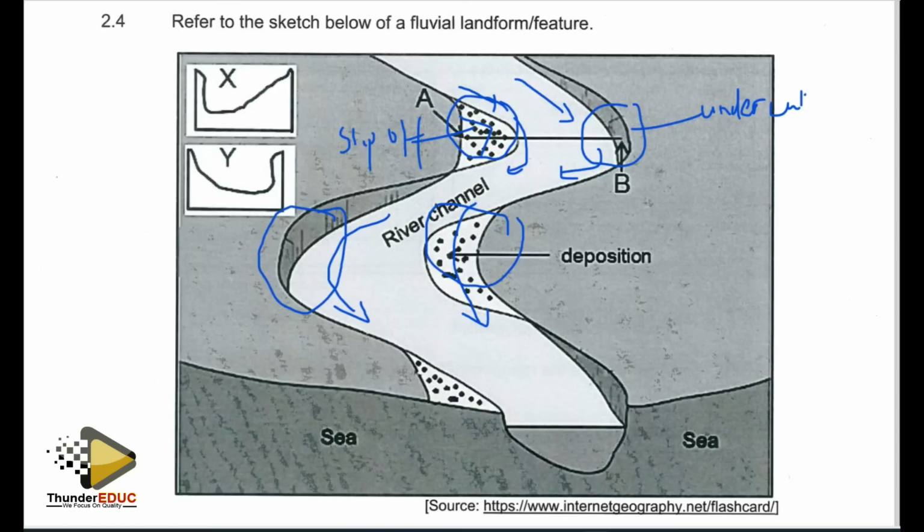And because of the limited velocity here, we tend to find that there is deposition taking place. Remember, whenever the energy to transport a load falls below the minimum required to transport that load, the river will deposit the load. If the minimum energy required to transport a load is not reached, the river starts to deposit material. So it means there is deposition which takes place here because of the limited velocity of the water.